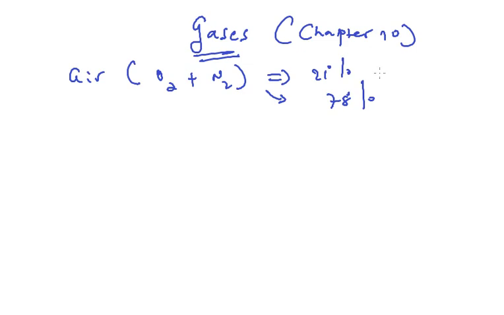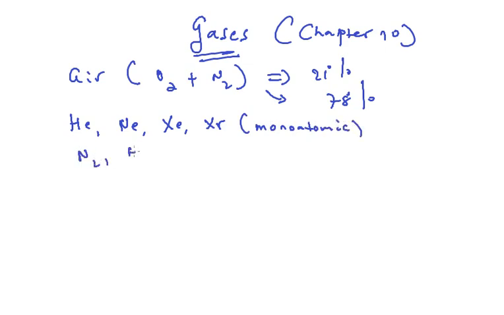One of the things about gases is that there are some gases we can call monoatomic gases, like the noble gases helium, neon, xenon, krypton. These are monoatomic gases. We also have something called diatomic gases, like nitrogen, hydrogen and oxygen. These are called diatomic gases.